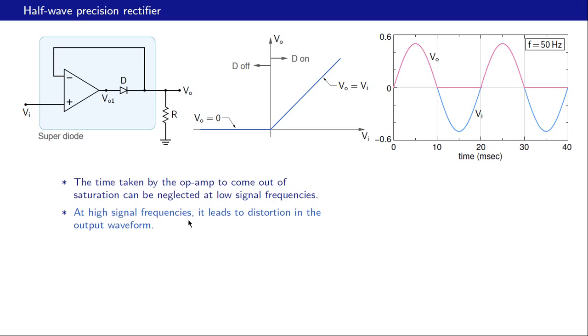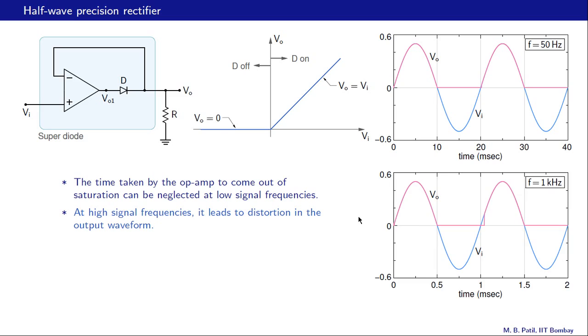But at high signal frequencies, this time for the op-amp to come out of saturation leads to distortion in the output waveform. Let us see an example of that now. So here we have a signal frequency of 1 kHz, and we notice that there is a problem at this point. What is happening here? Vi is going from negative values to positive values. The op-amp is coming out of saturation, and it is taking some time to do that, and therefore we see this problematic waveform here. So clearly this is not a very desirable situation and should be avoided. And this effect shown here is very real, can be observed in the lab, and you should definitely hook up the circuit and check it out.